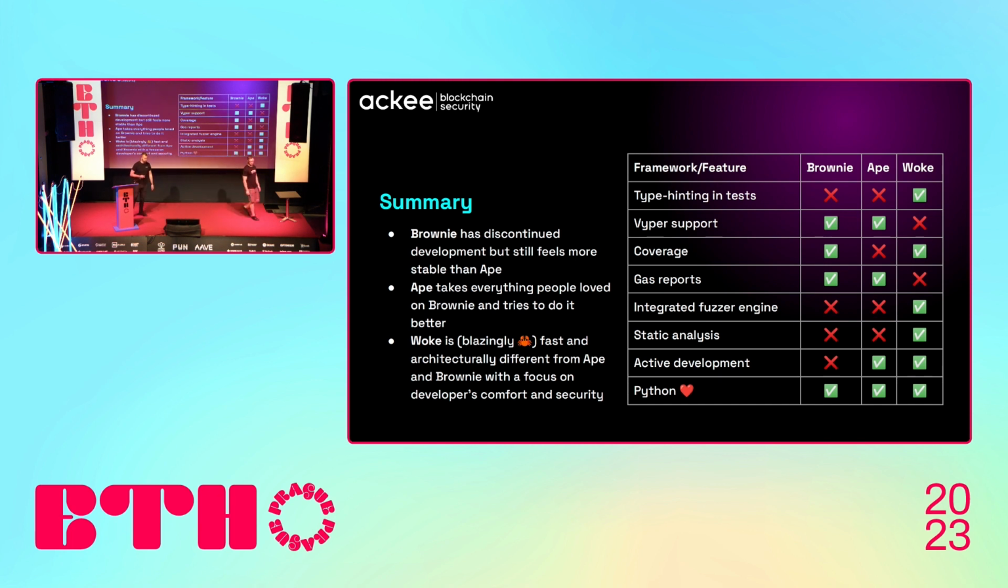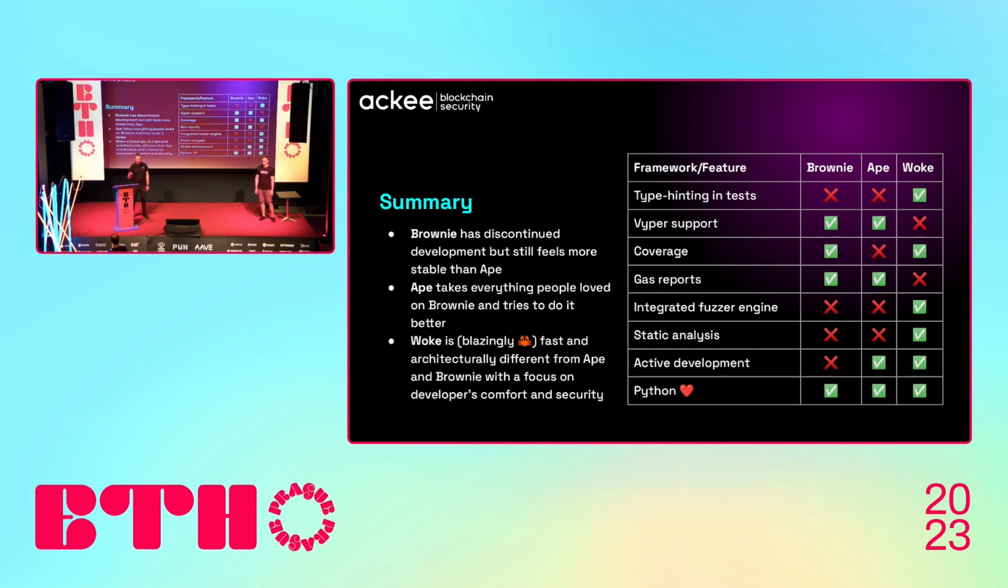Okay, so just quickly to sum up, based on our experience by writing the academic paper, Brownie has discontinued development, but still feels more stable than Ape. Ape takes everything people loved in Brownie and is trying to do it better. And Vogue is blazingly fast, with an architecture different from Ape and Brownie, with a focus on developers' comfort and security. The developers' comfort is signified by type hinting in tests, which is the only feature Vogue has apart from Brownie and Ape.